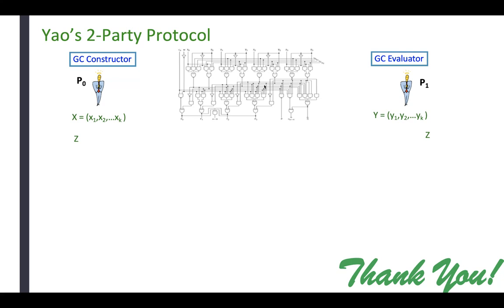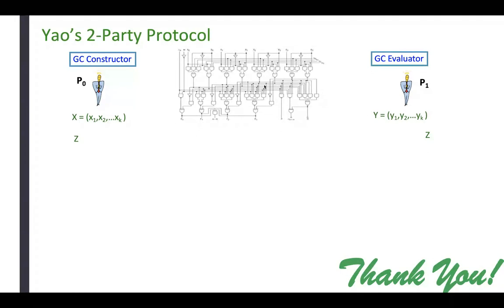I'm reading out the question first before answering. MPC seems to be like blockchain consensus. I'm just eager to know what is the difference between them. Okay, so indeed, MPC is like blockchain consensus. In fact, consensus is a special case of MPC.